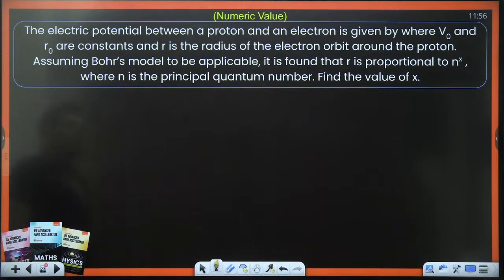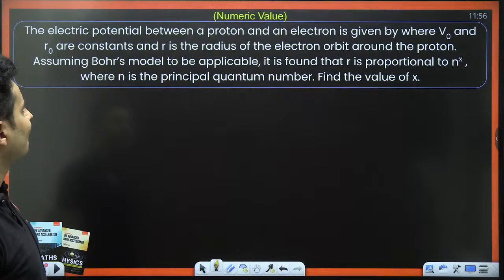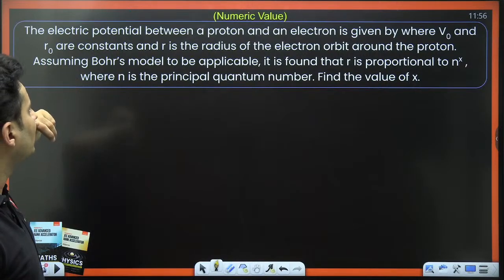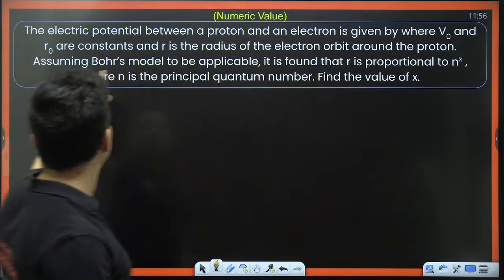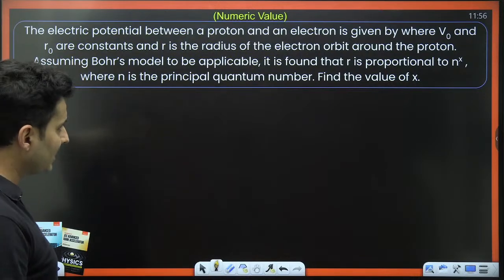Where is that given by? I think something is missing, guys. It is given by, where V0 and R0 are constants, and R is the radius. I think that formula is only missing.